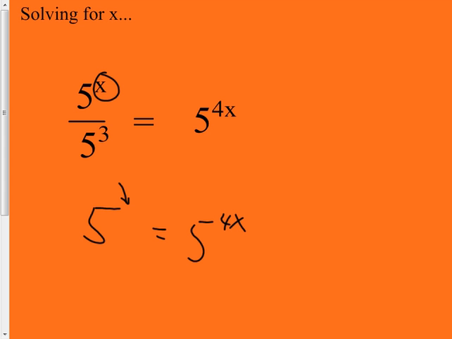What do you do with exponents when you're dividing them? Subtract them. So it should be 5 to the x minus 3. And why is that good now? Because this will cancel this. And now it's x minus 3 equals 4x. And you can solve from there.